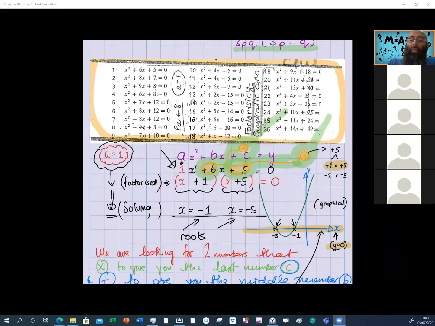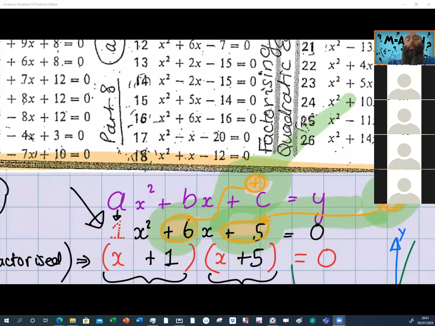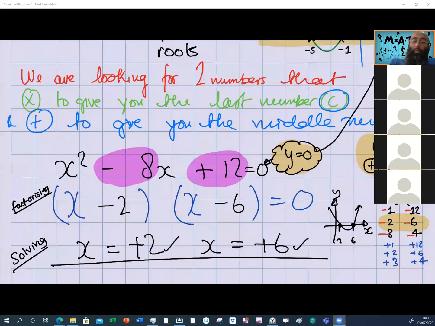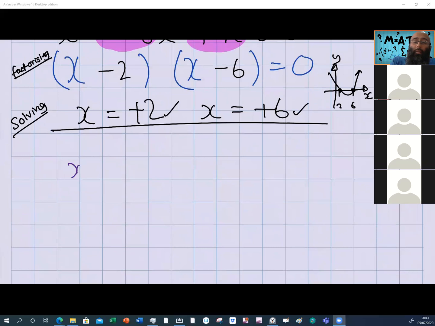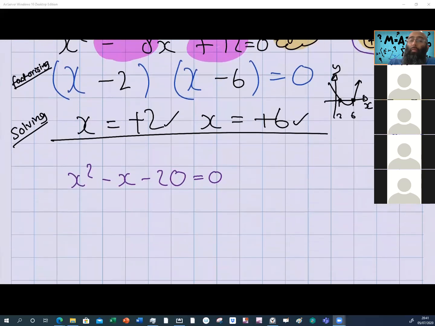Okay, you got your sheet, haven't you? Question number 17: x squared minus x minus 20 equals 0. Okay, Salia, give me the sentence. Forget the x squared part. Give me the part where you say y equals 0.